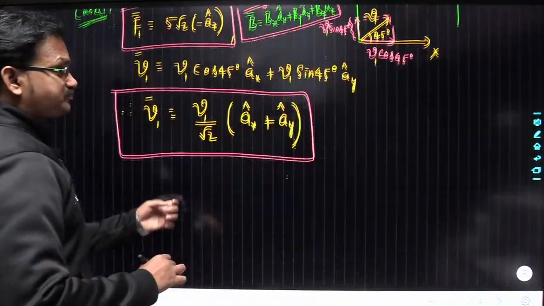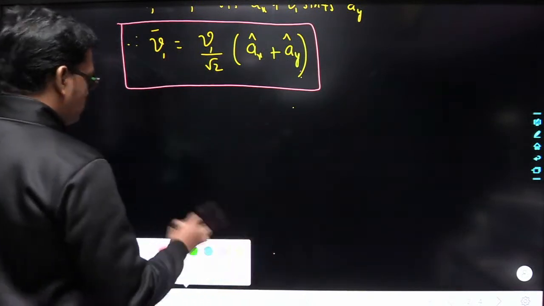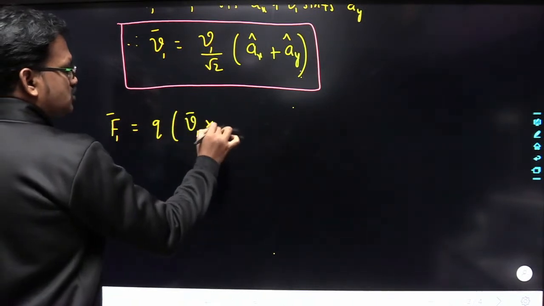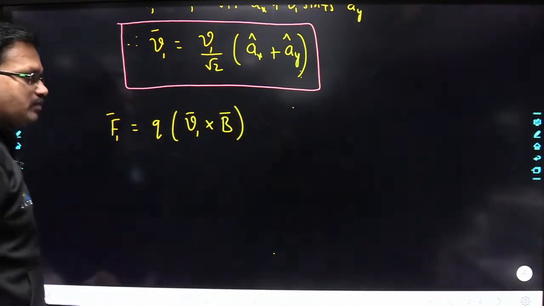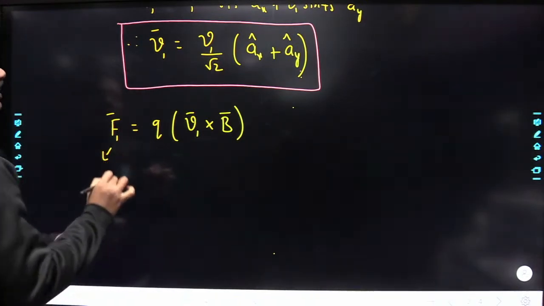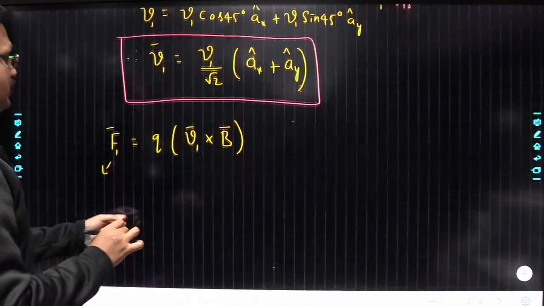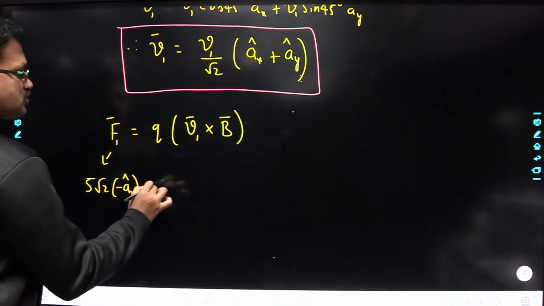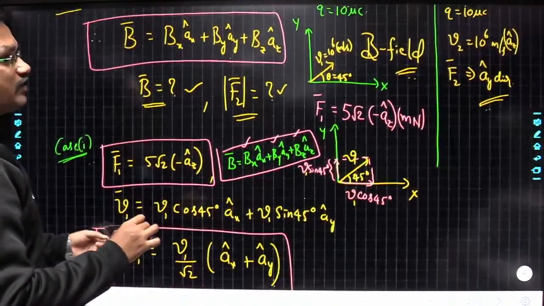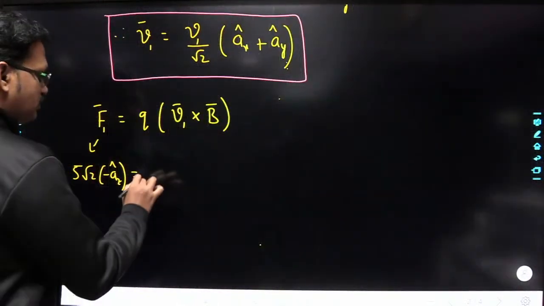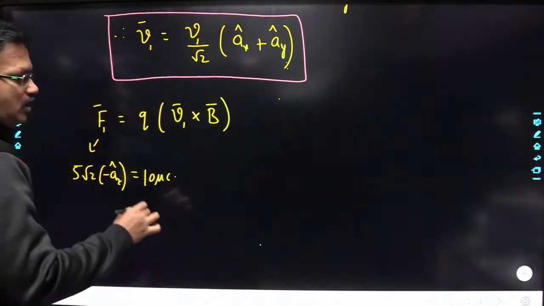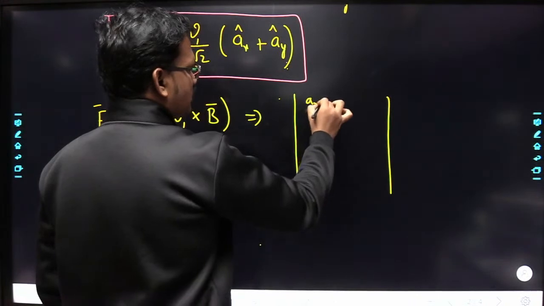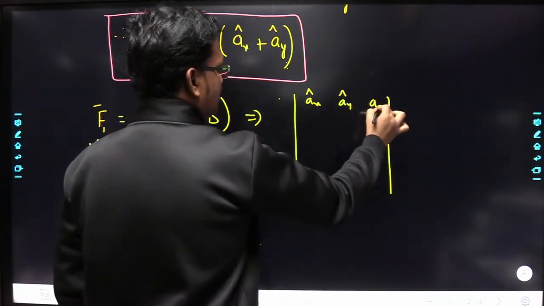F1 bar is equal to Q into V1 bar cross B bar. Now F1 bar they have given us, 5 root 2 minus AZ cap. This is equal to Q, and the Q value they have given us is 10 microcoulomb. Now you have to determine this V1 bar cross B bar. V1 bar has x component, y component and z component.